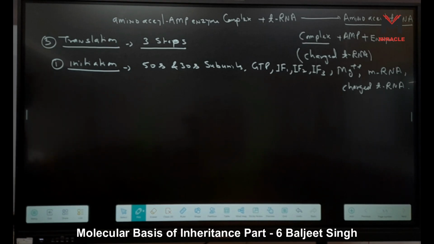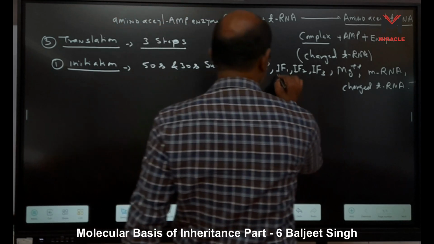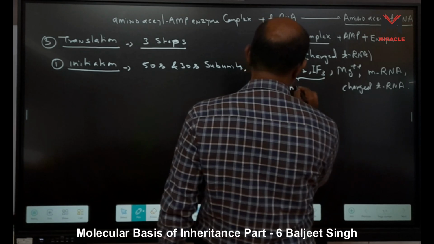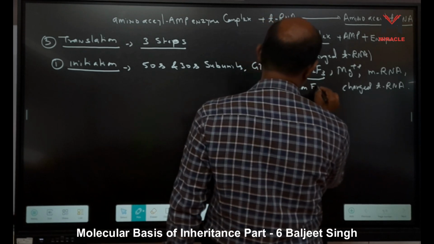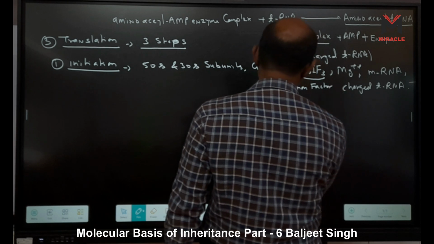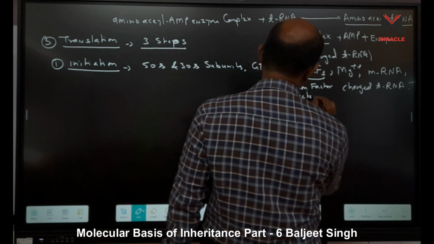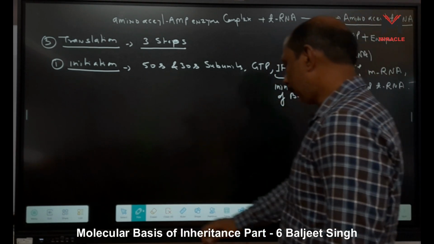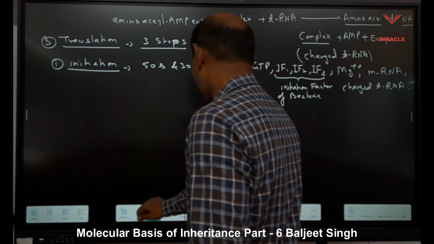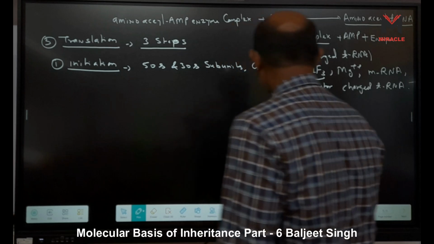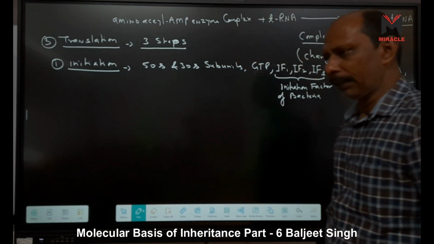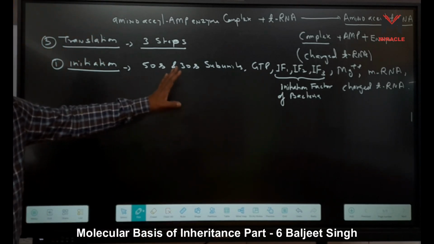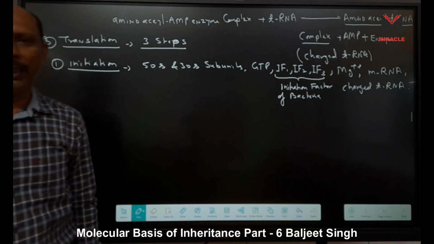These are IF1, IF2 and IF3, the initiation factors of bacteria. They are present in bacteria. So the first question is how the small subunit is attached. The small subunit is attached with messenger RNA.